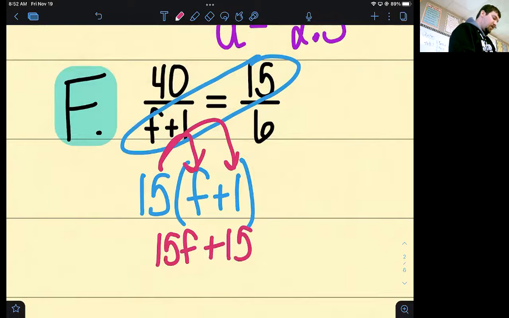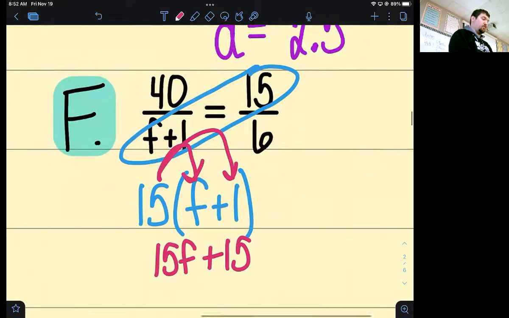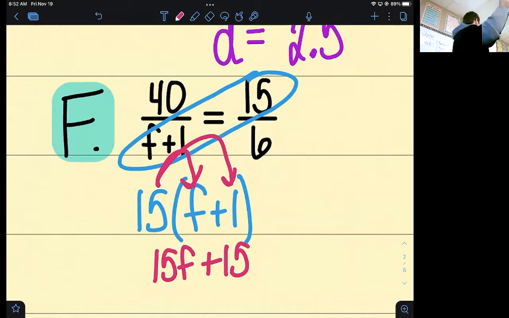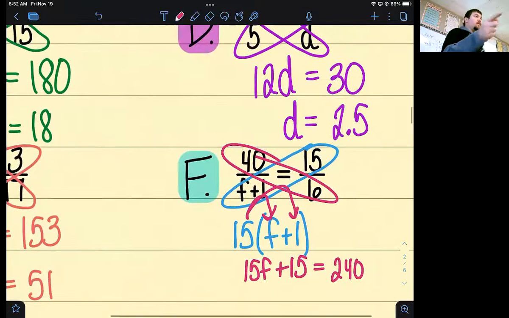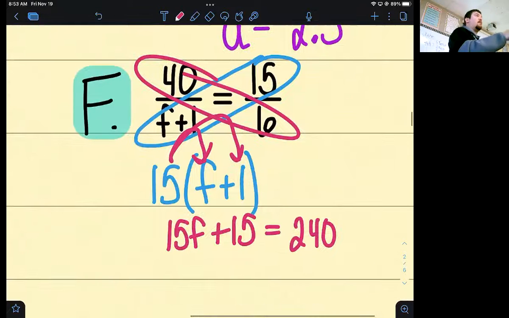Okay. Now, if you want to just save that step and not have to write that down, then when you cross multiply that 15 with the f plus 1, you could just think 15 times f and then 15 times 1 and just write that down. Ultimately, that's what you're going to end up with. So that's one cross product. The other cross product is 40 times 6. That's easier to do. What's 40 times 6? 240.